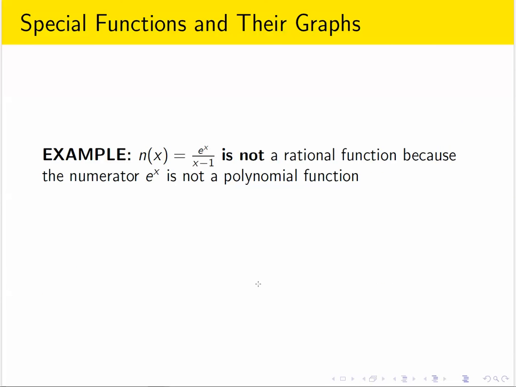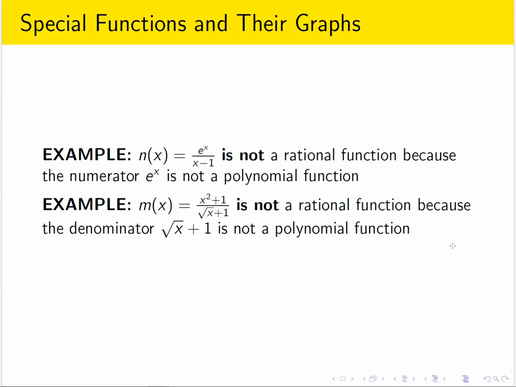Here's something that's not a rational function because the numerator is not a polynomial. Same thing with this example. This time the denominator is not a polynomial. Therefore, m of x is not a rational function.